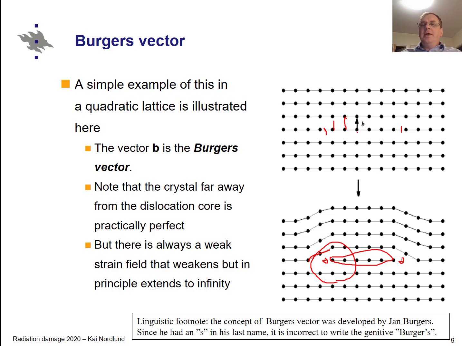So this vector b is crucial for understanding and describing dislocation properties, and it has a well-defined name. It's called the Burgers vector. And here is a nitpicking thing. This Burgers vector got its name from a Dutch scientist known as Jan Burgers. And note the name actually has an S in the end. So this Burgers vector is not a genitive. It's the name of Mr. Burgers, who once upon a time described this for the first time.